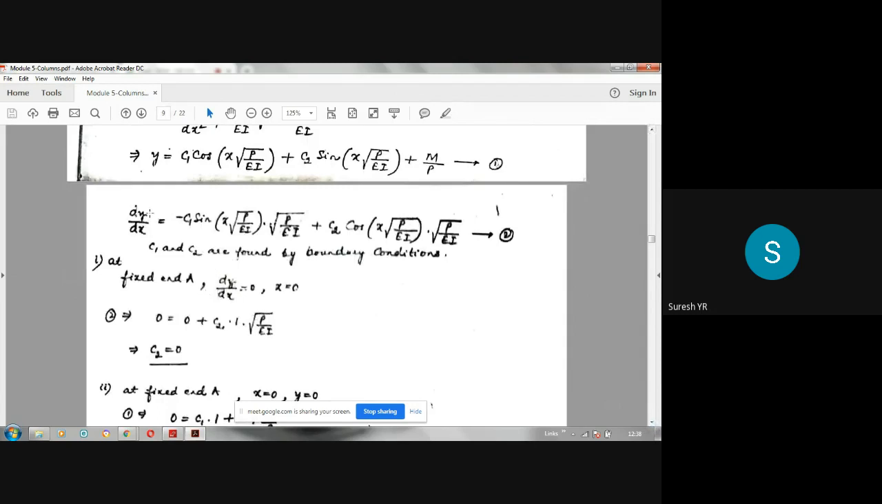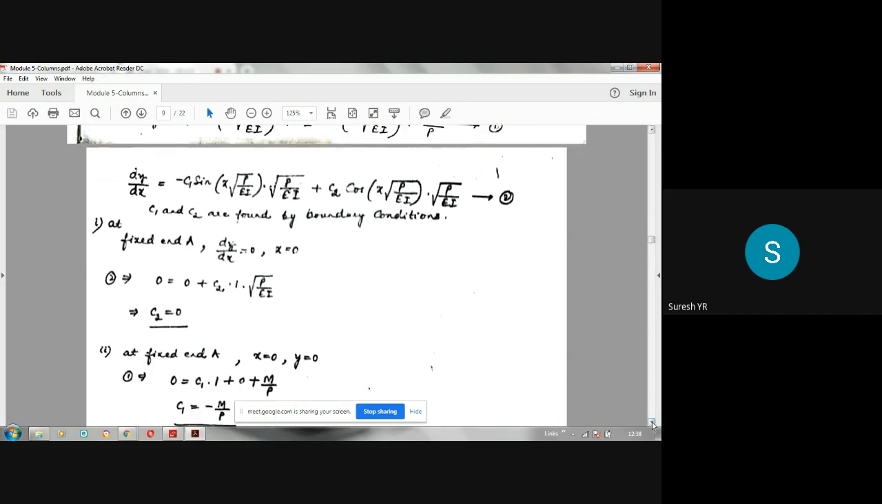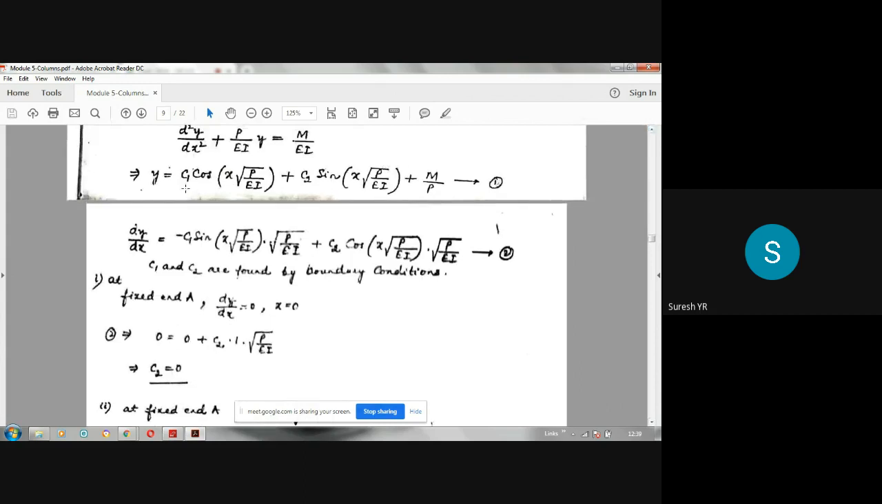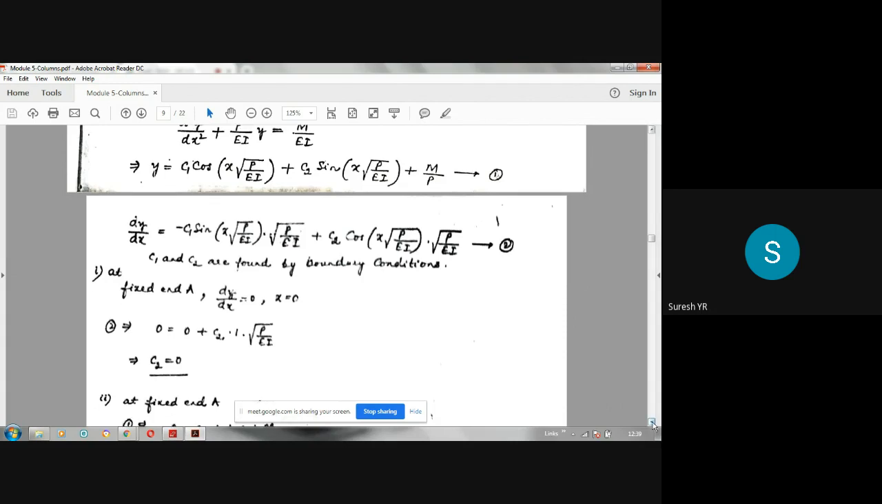If you use this boundary condition in equation 2, LHS becomes 0. So you will be getting C2 as 0. Then in the first equation, at the fixed end a, that is at x is equal to 0, y is equal to 0. If you substitute in this equation 1 and simplify, you will get the value of C1 there. So C1 will be minus m by p. Once you get C1 and C2 values, substitute that in the general expression here. So then you will get the deflection at any point.